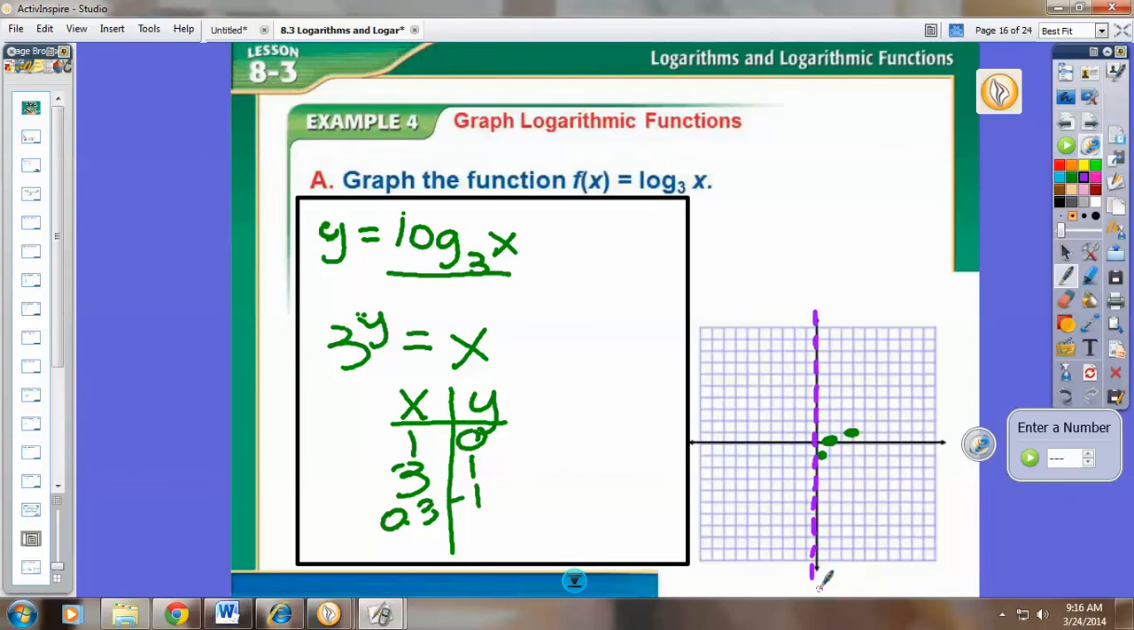Now, we could pick a few more points. We're not limited to picking 0, 1, and negative 1 for y. We could pick a couple others, like say, let's put 2 in for y. 3 to the second power is 9. So another ordered pair is 9, 2. The graph is doing something like this.